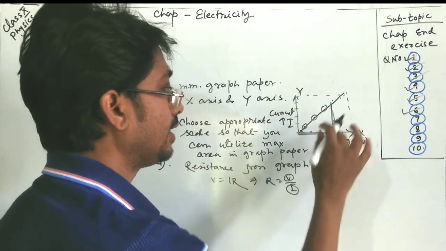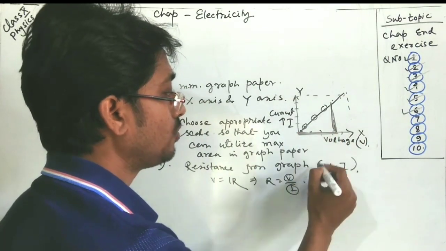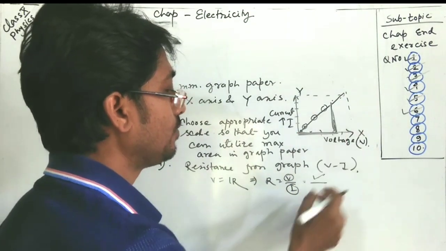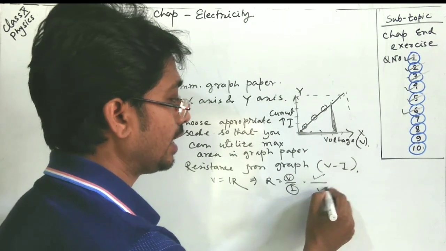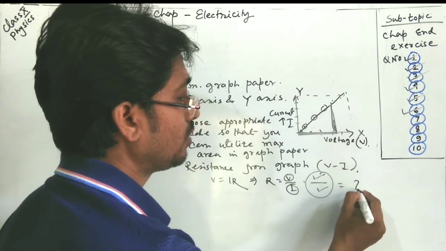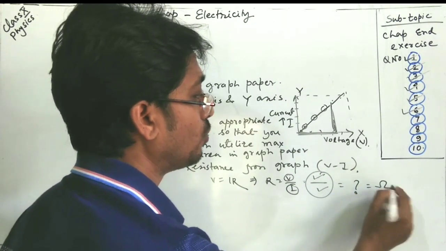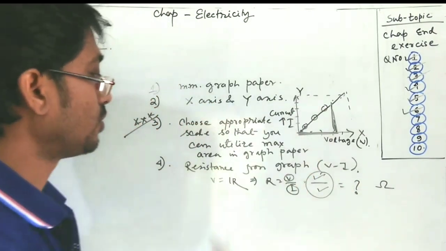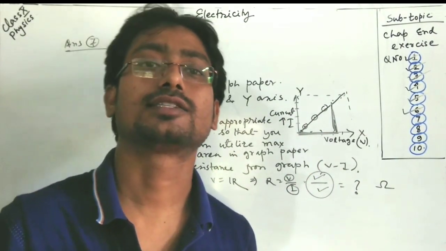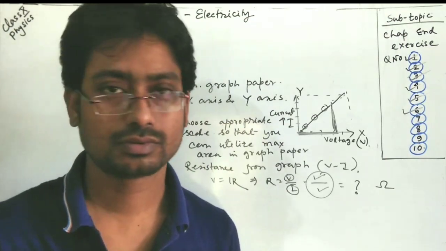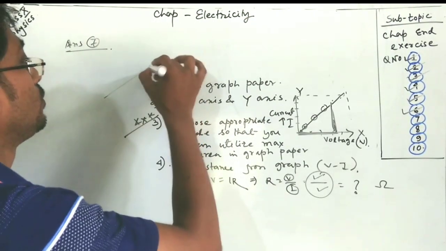Okay, then what is the length of V? Find it out from the graph. What is the length of I? Find it out also from the graph. Then divide, and you get one value. That value will be in ohm. Okay, that is the resistance of the conductor in the experiment which you are finding out. So do it yourself, these will be your hints.